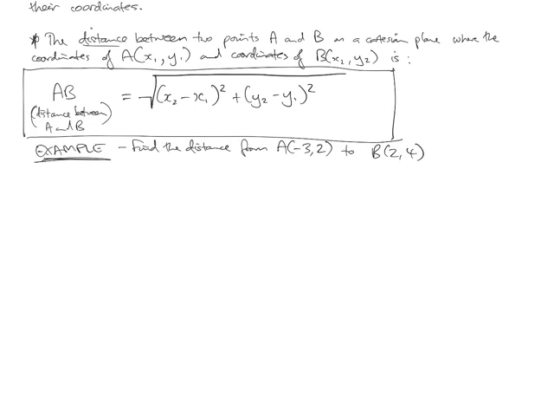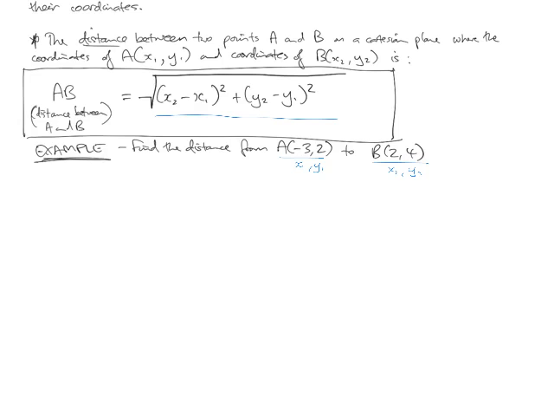So to show you how this works, I'll write an example here. Our 2 points A and B are A with the coordinates -3, 2, and B with the coordinates 2, 4. So we're trying to plug these coordinates into this formula here. We need to decide what x1 and x2 are and what y2 and y1 are. Well, A has the coordinates x1 and y1, and B has the coordinates x2 and y2.